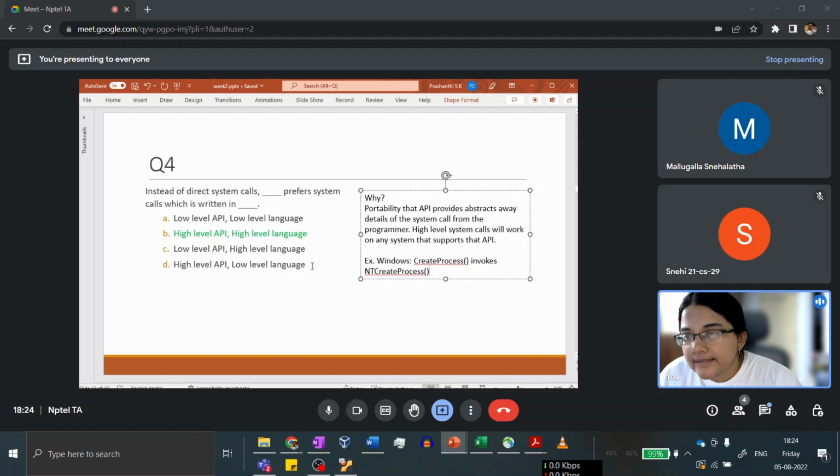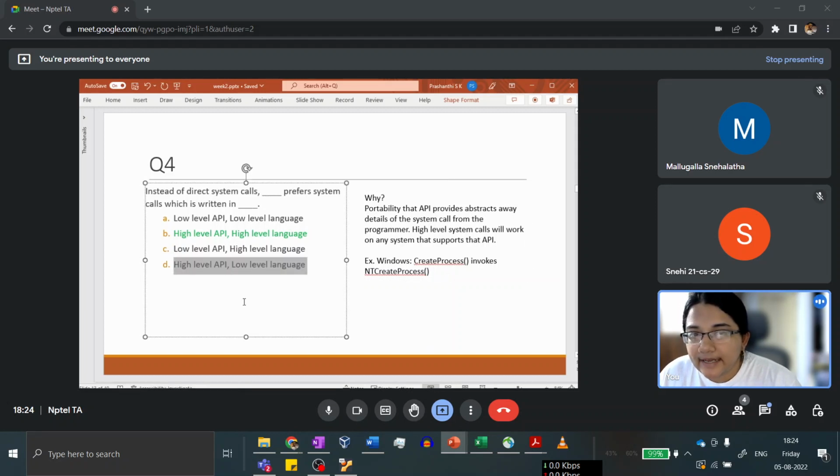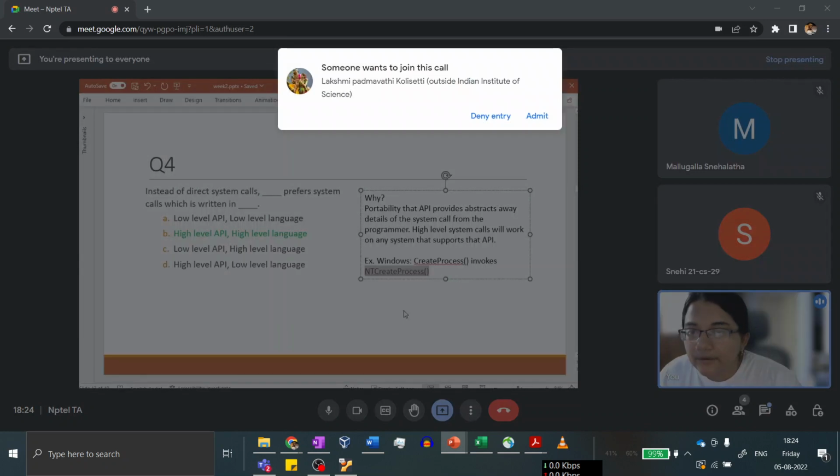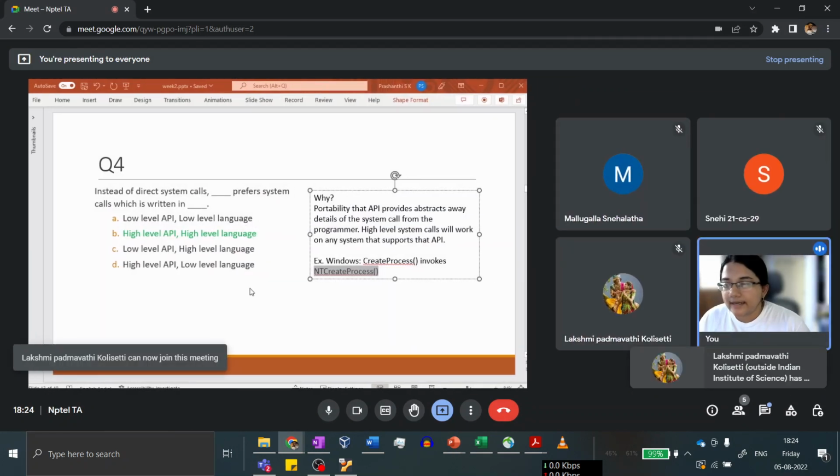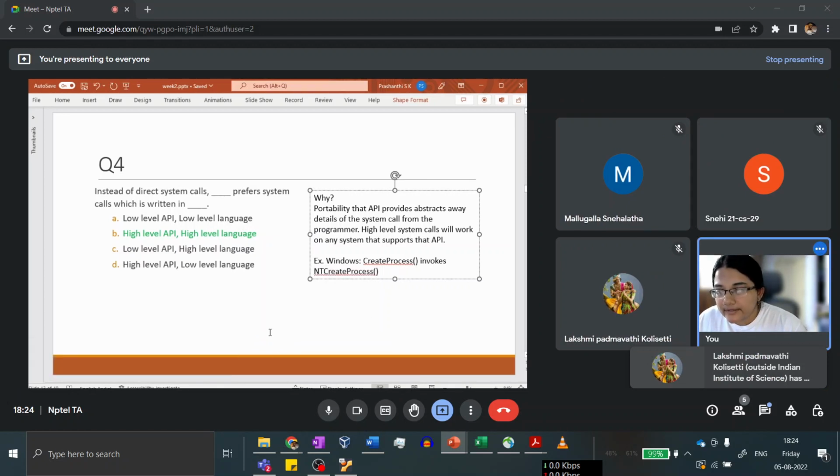And that's why this is the right answer. Whereas if it was D, so if you were writing something in a high level language and you actually used the low level system call directly, then you might not have as much portability. You would have to actually deal with the details of exactly how this system call is implemented. So that's the answer. So are there still any questions or doubts about this answer and why it's the answer? I'll wait for a bit.